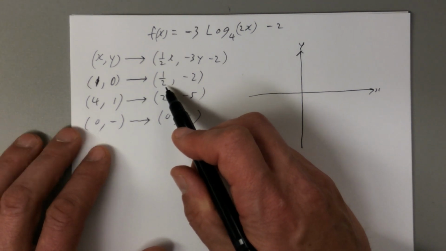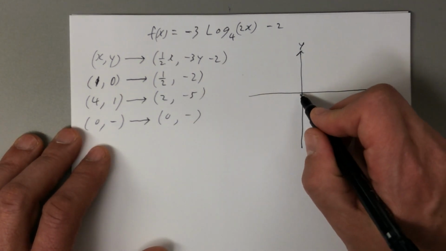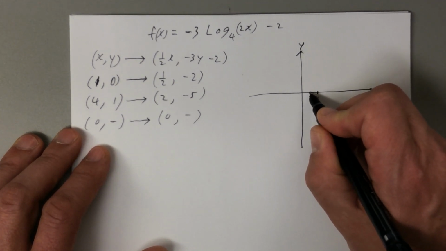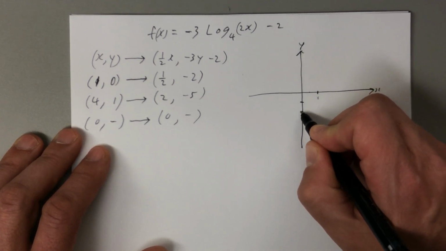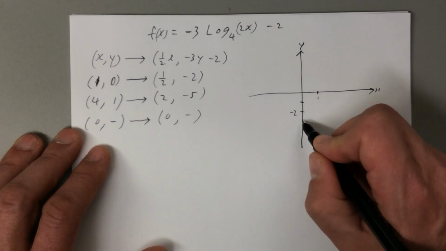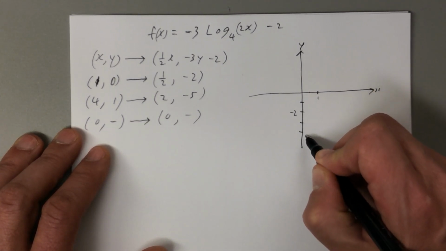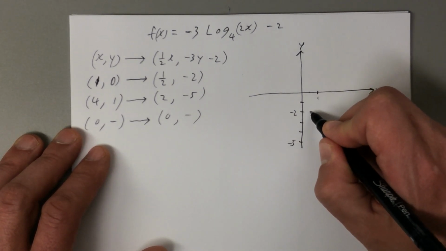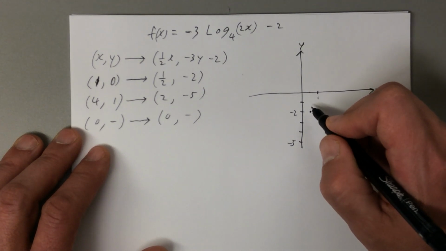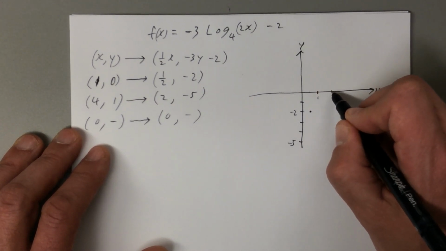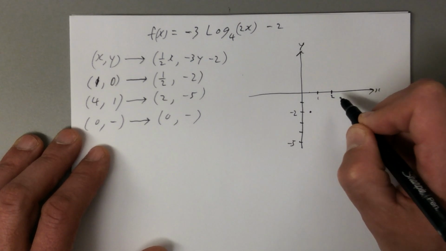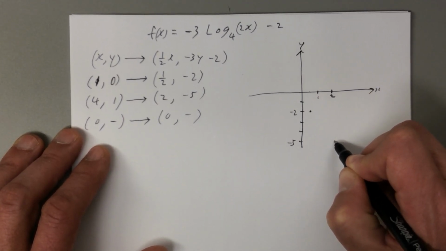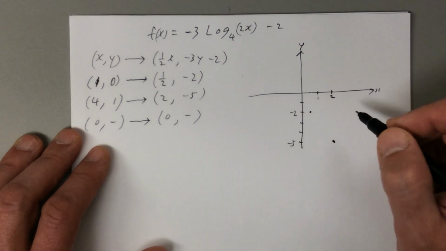Okay, so we're going to plot the point 1/2, negative 2. So I'm going to go, say there's 1, there's 1/2, negative 2. There's negative 5, which we'll need in a minute. So 1/2, negative 2, there's a point. And then I'm going to go to 2 and negative 5. Okay, so there's a point.